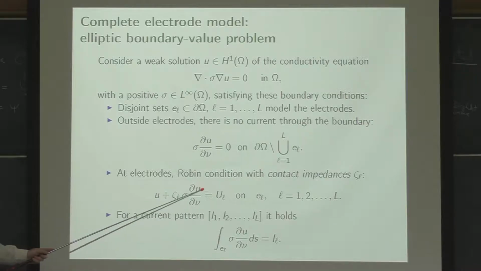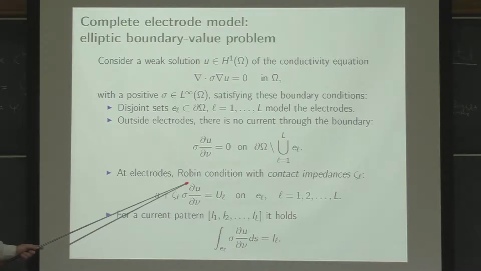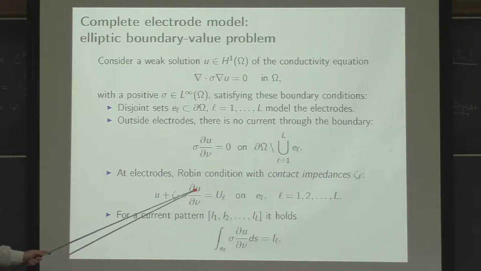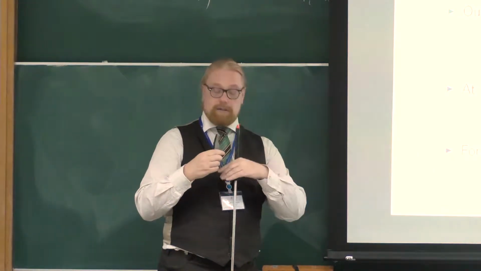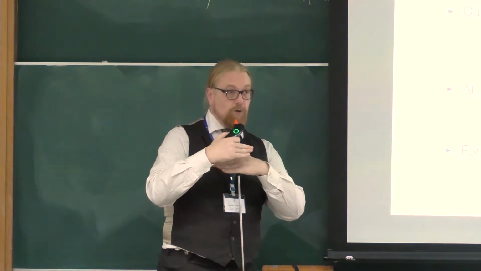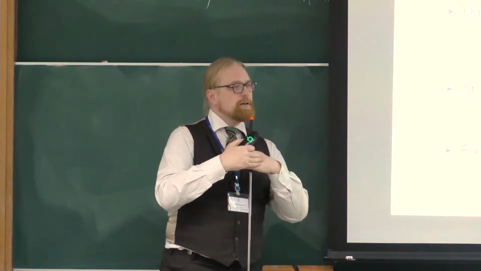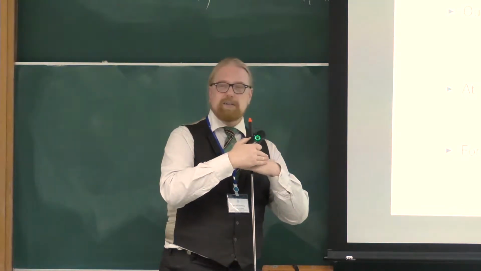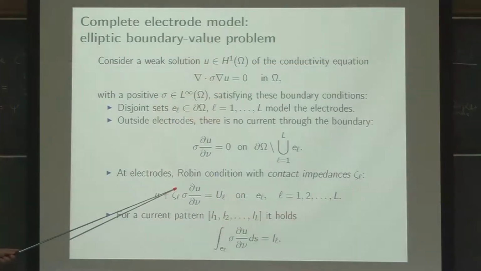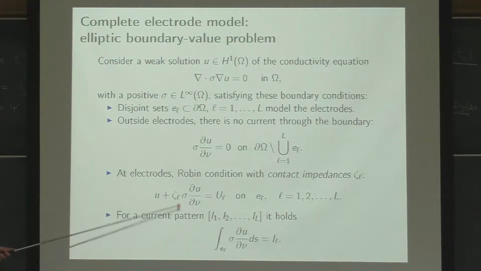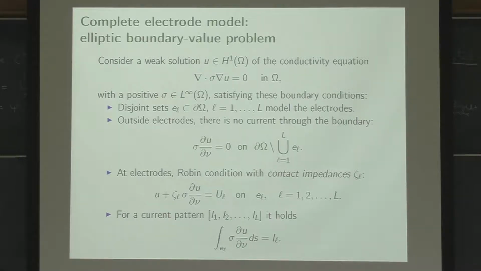This is the current through the boundary. And here are contact impedances that model some chemical situation, especially if there's a metal on human skin, there will be some chemical things happening. There is sweat and some stuff, and the contact is not perfect. So actually, these numbers here are needed for more accurate modeling of the measurement.